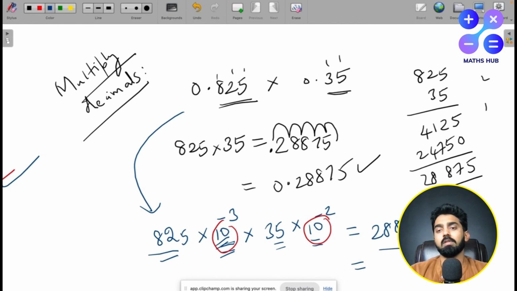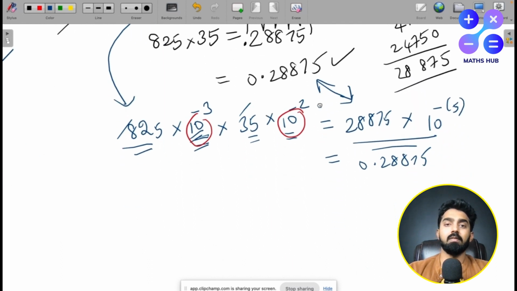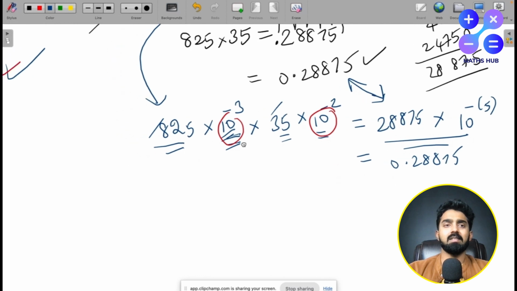So this is another way to represent the same thing, and you can convert that to decimal if you want. You put the decimal 5 places to the left, so 0.28875. Using exponential form is sometimes really useful and helpful because you may not need to multiply; you just need to get the exponent in some questions. It's even easier to divide. It's exactly the same thing.